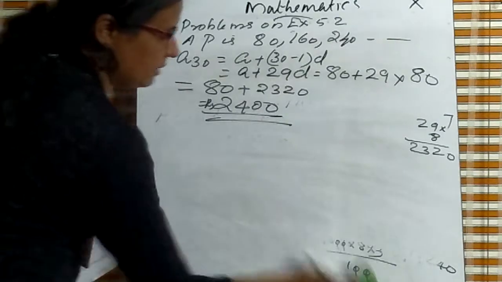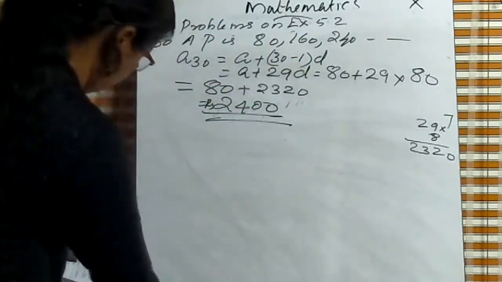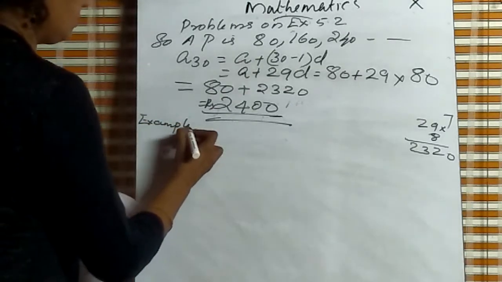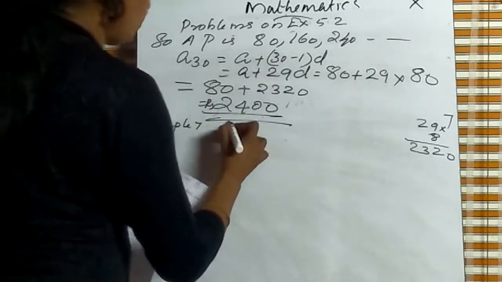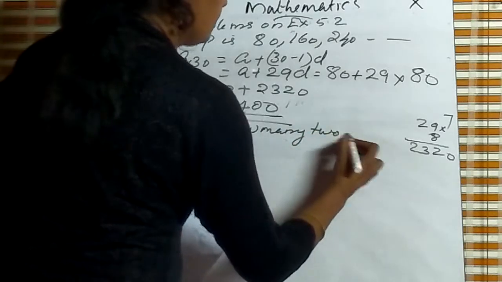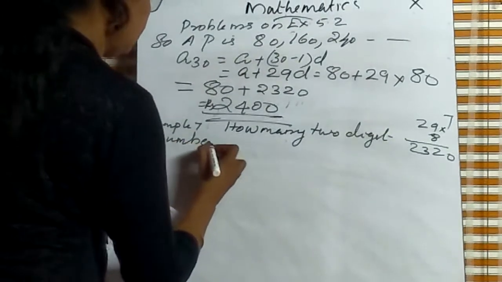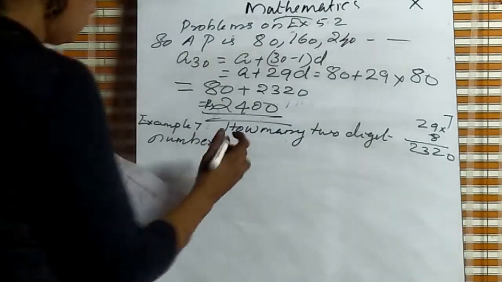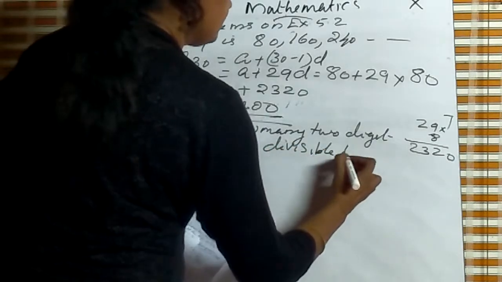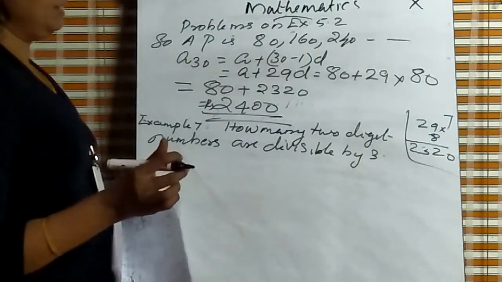Now, next question. Example 7 in the text. How many two-digit numbers are divisible by 3?